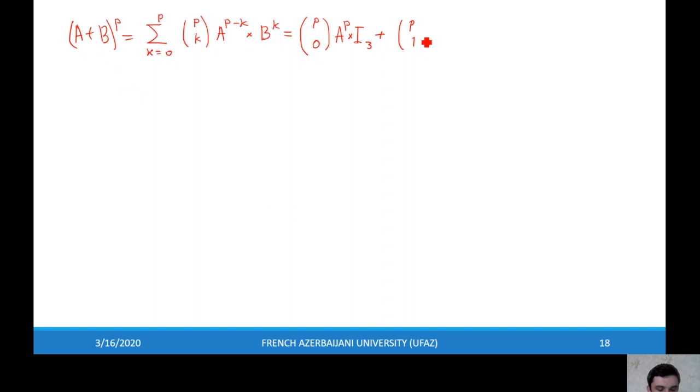Okay, let's calculate A plus B to the power of P. Using the binomial formula, it will be the sum for K from 0 to P of P choose K, A to the power of P minus K times B to the power of K. If we expand this sum, it will be P choose 0 A to the power of P times the identity matrix, plus P choose 1 A to the power of P minus 1 times B, plus P choose 2 A to the power of P minus 2 times B square. And the next one will be P choose 3, A to the power of P minus 3, and B cubed.